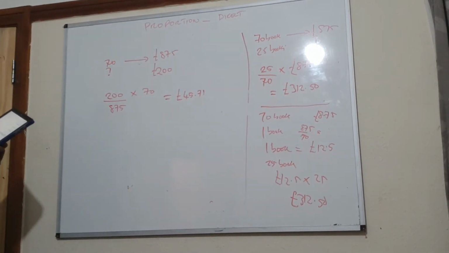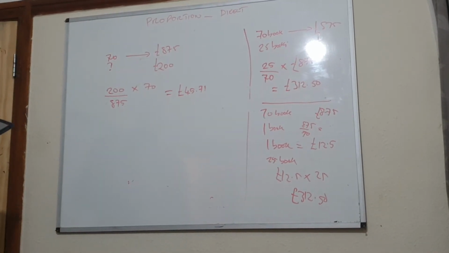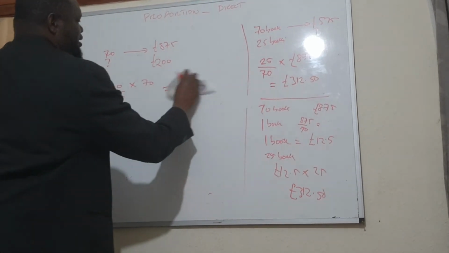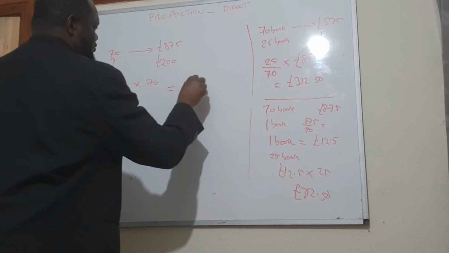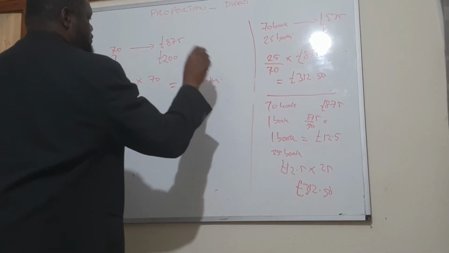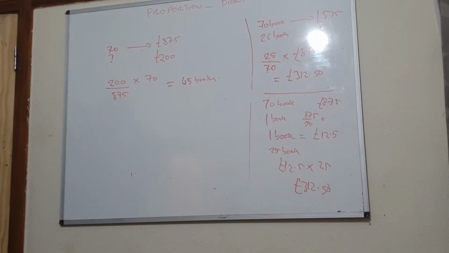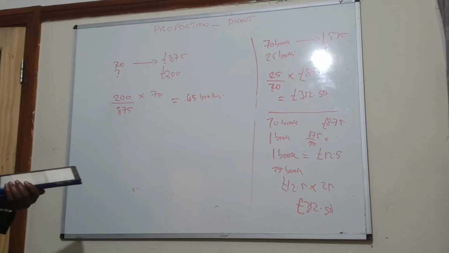So the answer is 70 books, sorry, 45 books. 45 books. I think you probably round down. Yes, 45 books. This is called direct proportion. All right.